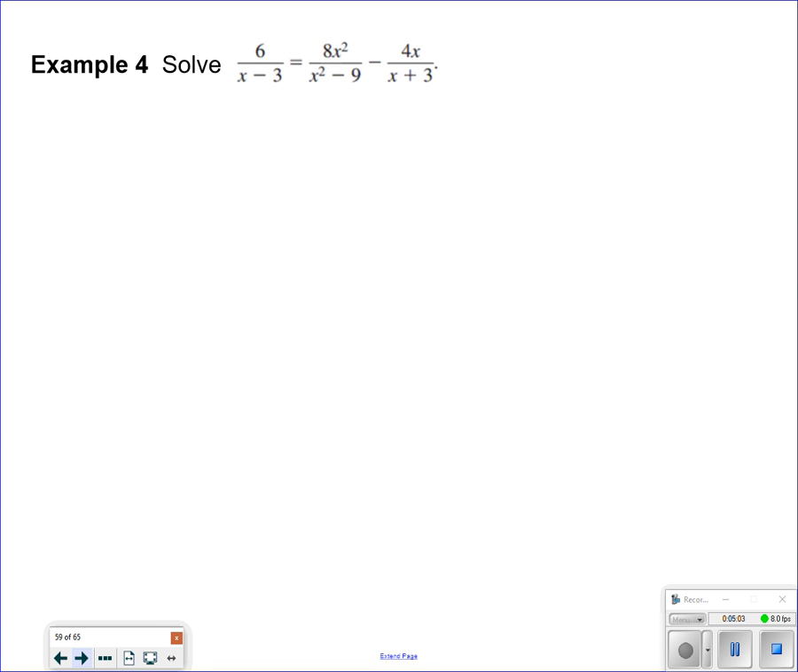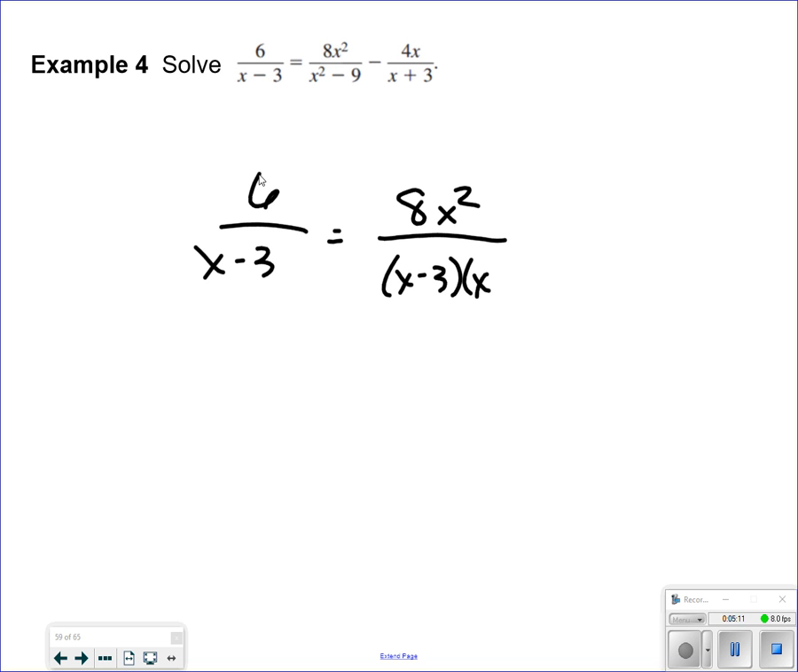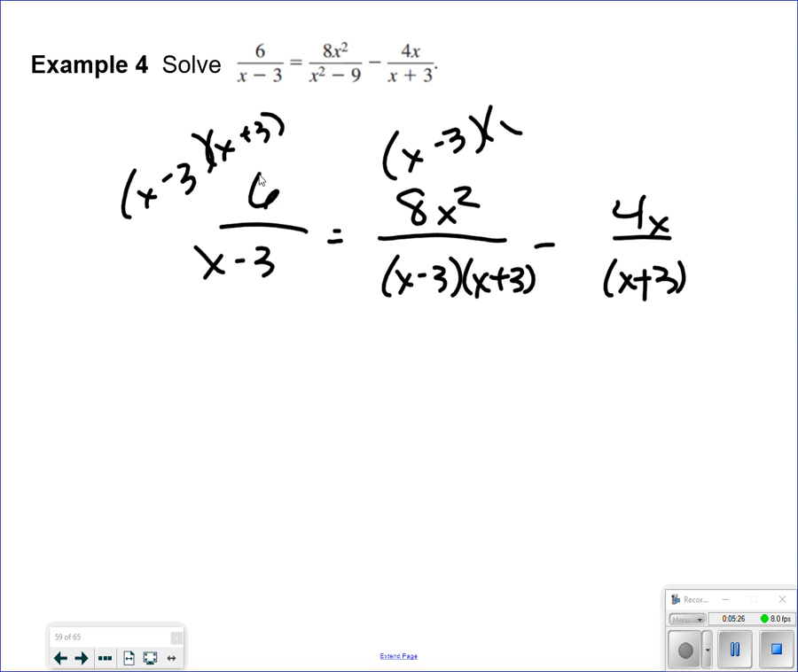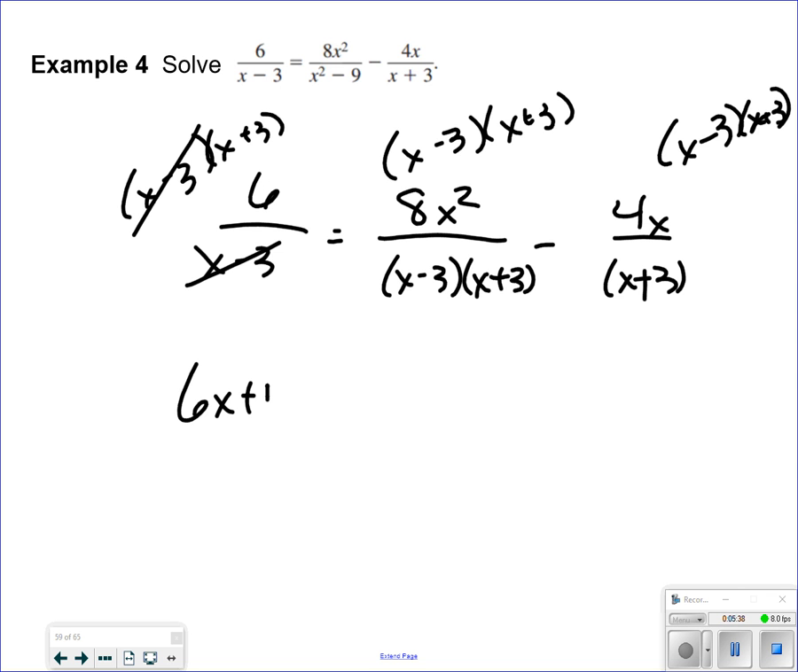Next one. In order to establish what the common denominator is, I am going to need to factor any denominator. And so the common denominator in this case would be x minus 3 and x plus 3. So every single one of these is going to get multiplied by x minus 3 and x plus 3. Again, why am I doing this? I'm trying to get rid of the denominator. So the x minus 3's cancel, and I multiply what's left.